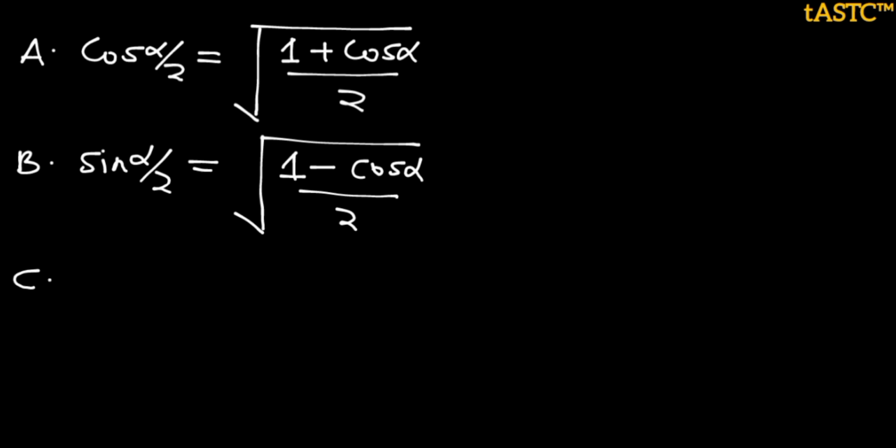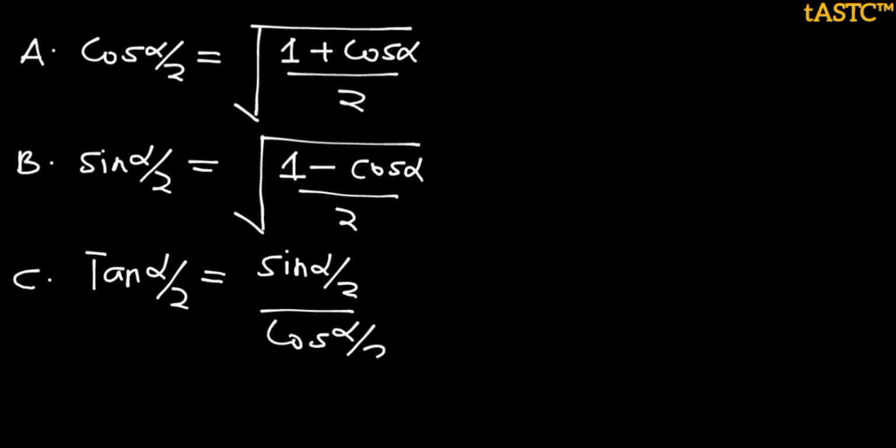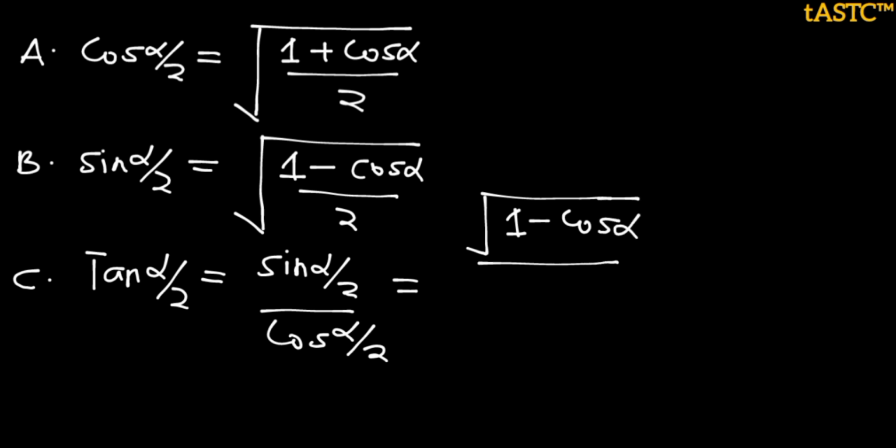Now obviously from here we can find what tan alpha divided by 2 is going to look like. We know that should be sine alpha divided by 2, divided by cos alpha divided by 2. Now sine alpha divided by 2 is the square root of 1 minus cos alpha, divided by root 2, because we can split this into the square root form of the numerator as well as the square root form of the denominator.